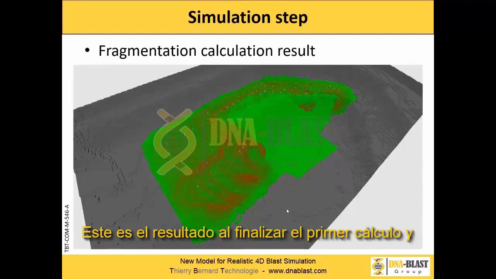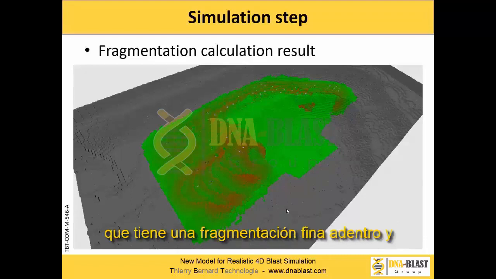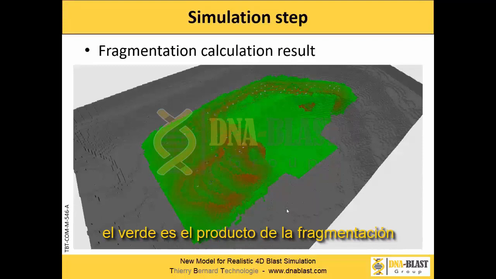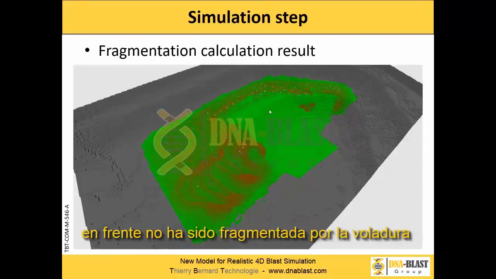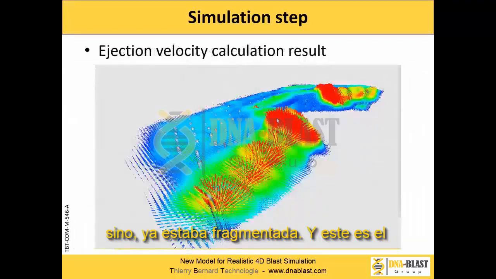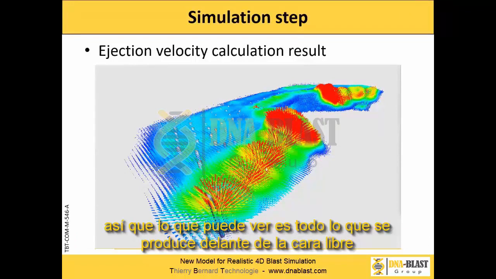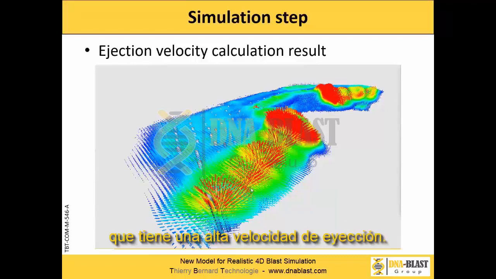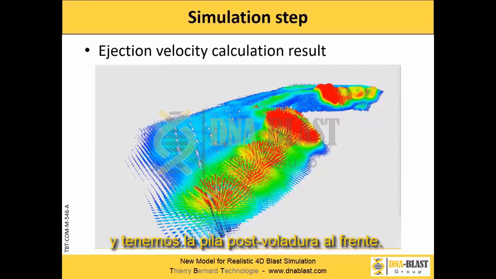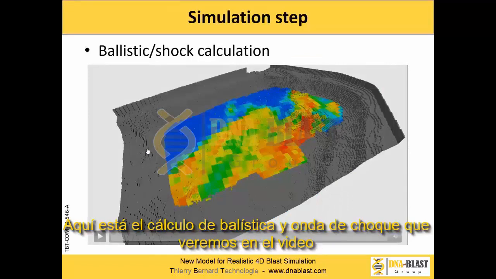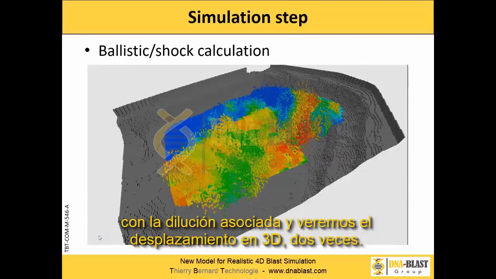This is at the end of the first calculation, and we have here color-coded the voxels with the fragmentation. So the red color means you've got some fine fragmentation inside, and the green one is a coarse fragmentation. Here you've got a very light green because it's a buffer blast, and the muck pile that was in front has not been fragmented by the blast. It was already fragmented. And this is the initial velocity calculation result. So what you can see is that where you've got all in front of the free face, you've got a high ejection velocity here too. Here you basically have no ejection velocity because it's buffered and you've got the muck pile in front. Here is the ballistic shock calculation. We're going to look at the video, and you see the movement with the associated dilution, and you see the movement in 3D.